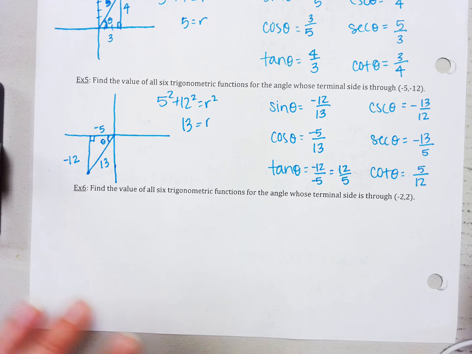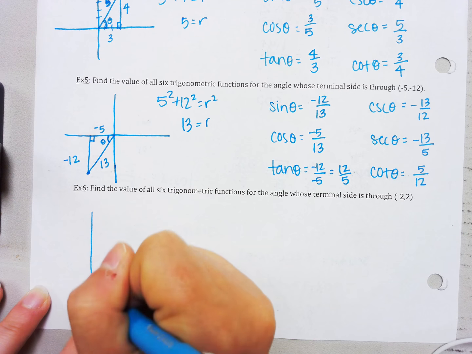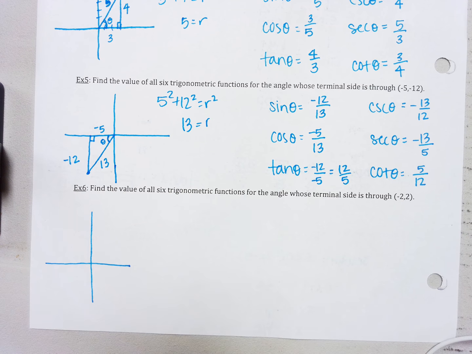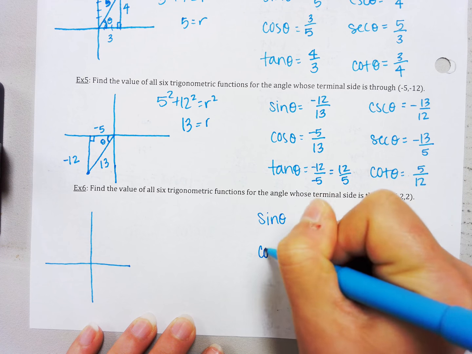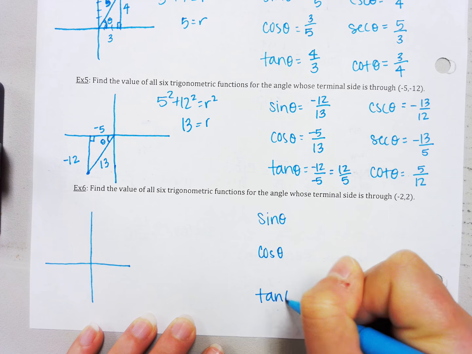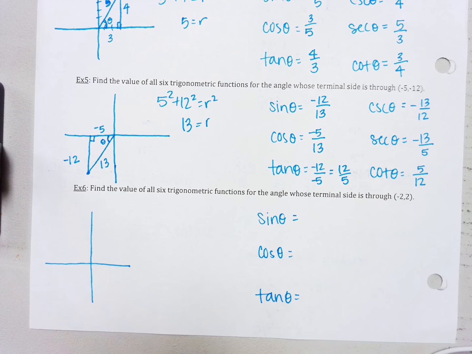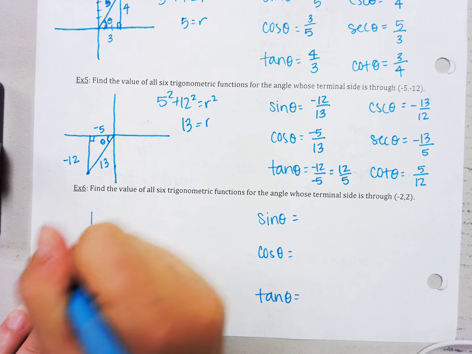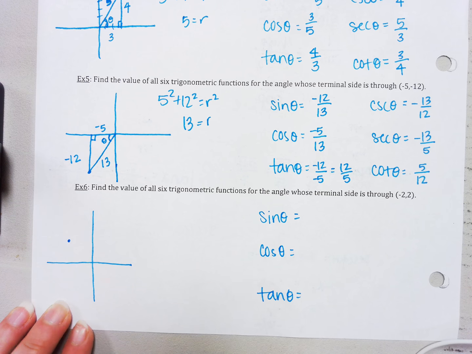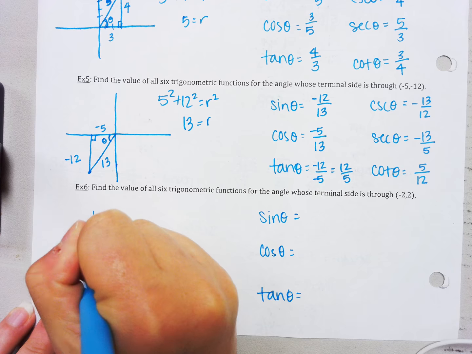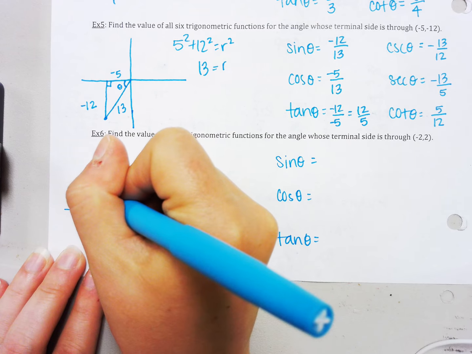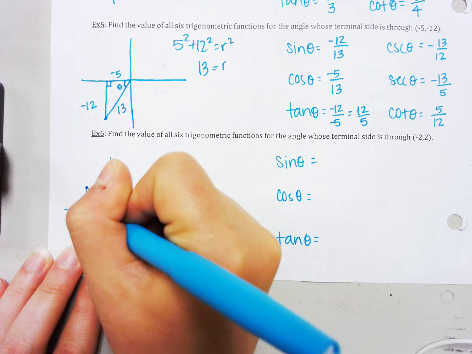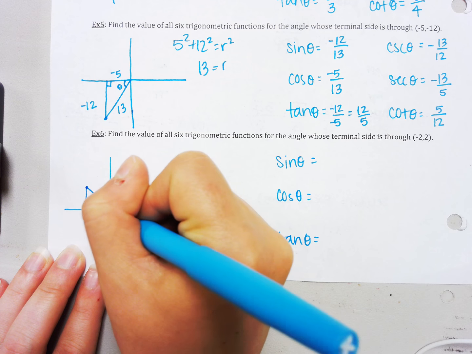Okay, last one for today. This time we are looking for, again, the 6 trig functions. I'm just going to write down the first 3 right now, for this angle whose terminal side is through -2, 2. So for that one, -2, 2 is going to be in quadrant 2. Here's my terminal side. When I draw my reference triangle, I want to make sure that I'm forming it with the x-axis. So here's my right angle. Here's the theta that I'm forming.